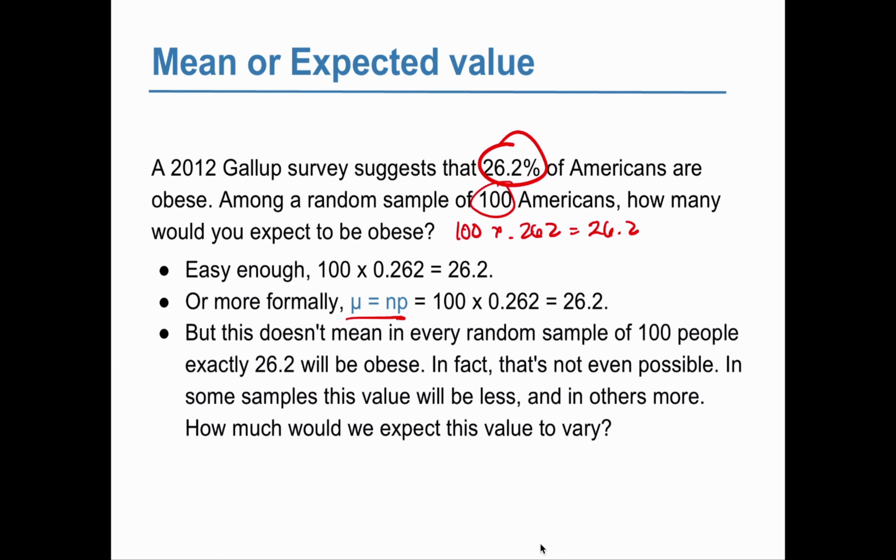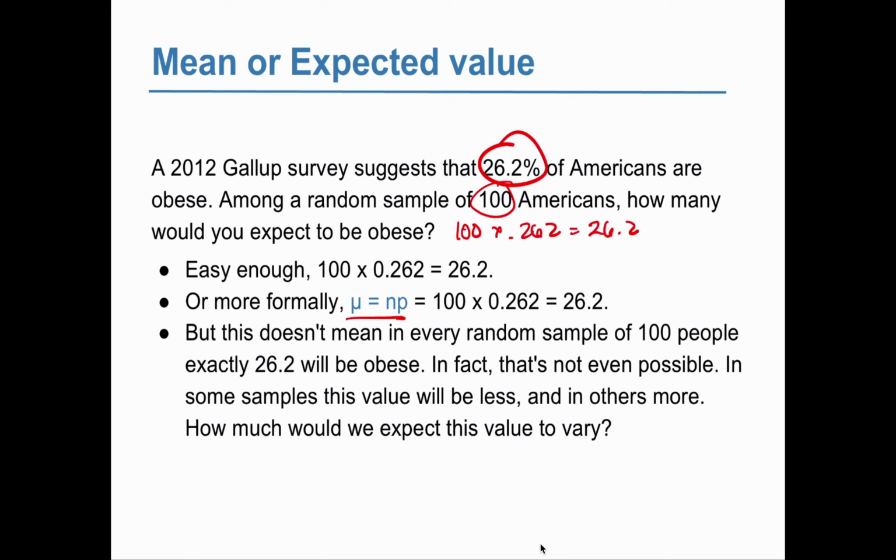That doesn't mean in every random sample of 100 people, exactly 26.2 will be obese, because that's not even possible. You cannot have 0.2 of a person. In some samples, it's going to be less. In others, it's going to be more. The 26.2 is an average. If we do many, many samples of 100 Americans, on average, 26.2 of them will be obese.